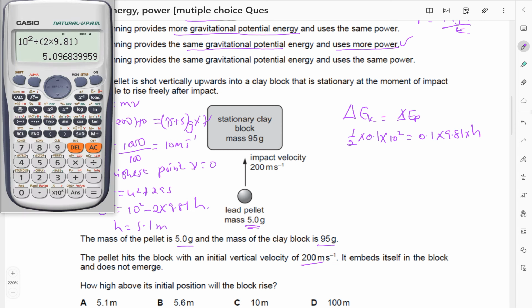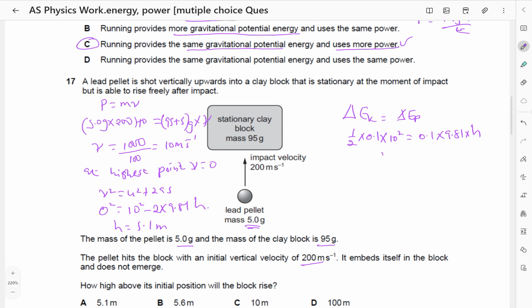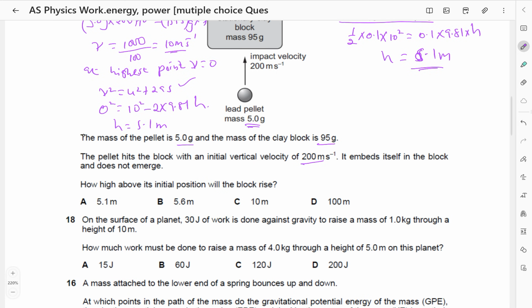So I can also check this one. A half is 0.5 times 0.1 times 10 squared, then divide by 0.1 times 9.81, which gives us the same thing. So still h is equal to 5.1 meters. So here I'm using conservation of energy, but remember I would need the speed at impact. And here I use the equations of motion, but still I needed the speed at impact to become the initial speed of the whole system. So our answer is A.